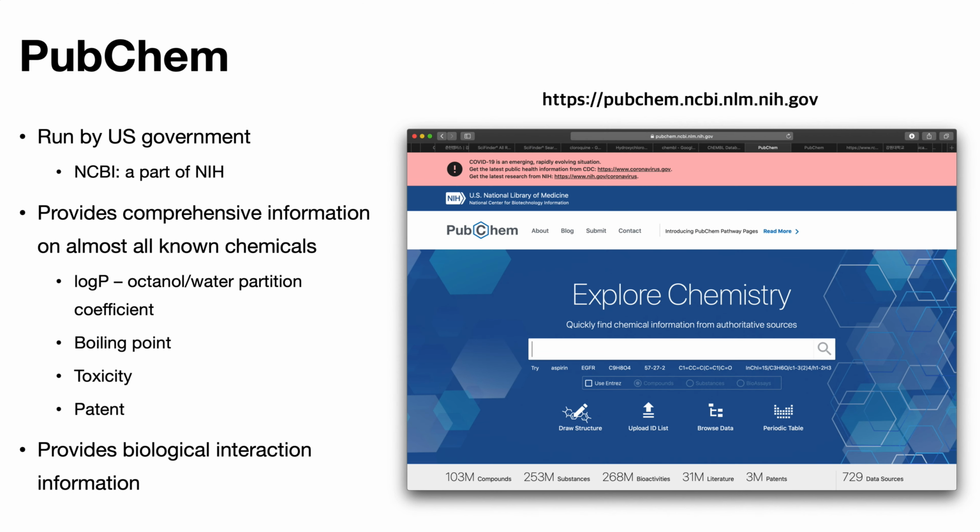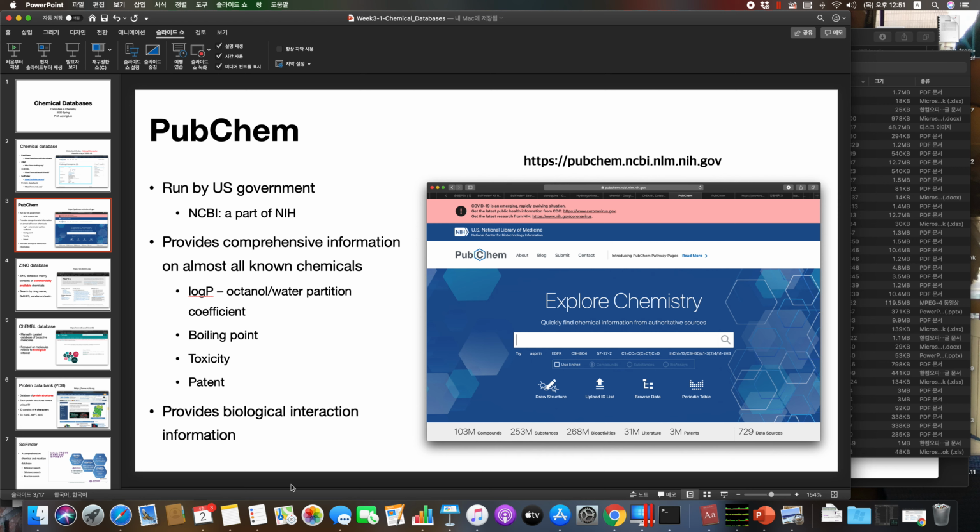Okay, so let's take a look at the first database, called PubChem. The PubChem database contains comprehensive information on almost all known chemicals so far, and it is run by the US government, by the institute called NCBI, as a part of the NIH, the National Institutes of Health. So let me switch to a web browser.